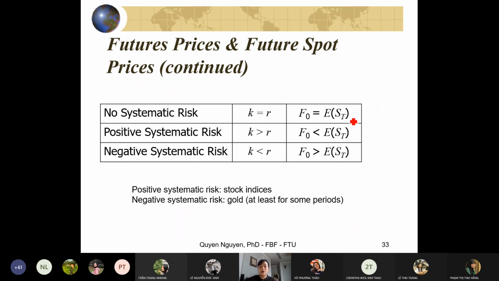But when we have the positive systematic risk, then K would be bigger than R, right? The required rate of return would be more than the risk-free rate of return. Then we would have F0 is less than the expected value of ST. And when we have negative systematic risk, then K would be smaller than R, then we would have this relationship hold, okay?